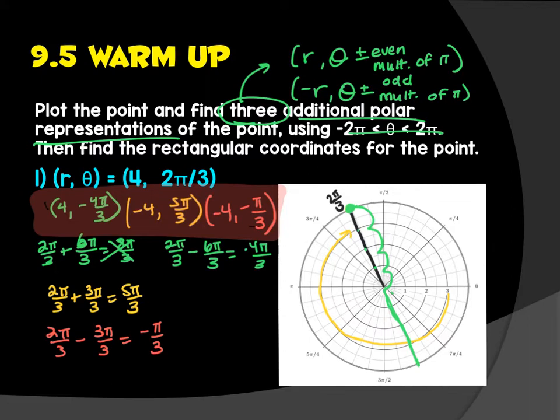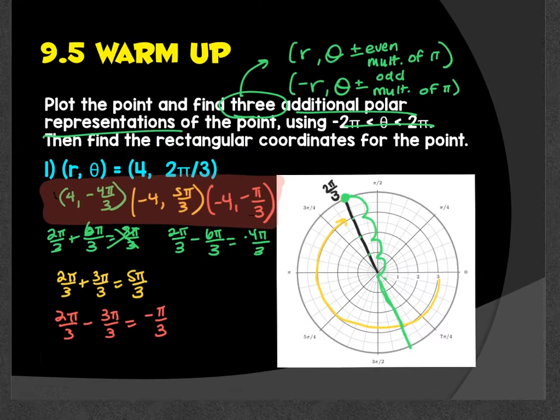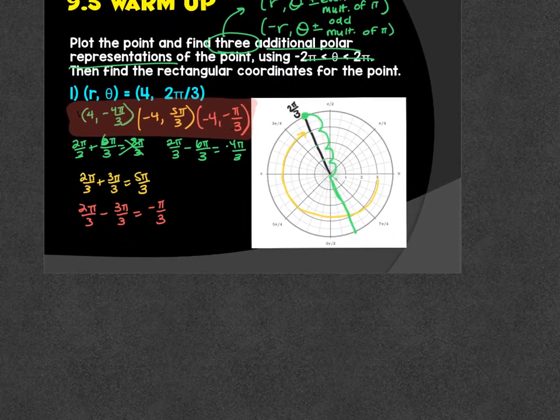Okay, then it says to find the rectangular coordinates for the point. So I'm going from polar to rectangular, which means I'm going to take the R, multiply it times the cosine of theta. Well, here, let me write out that first. R times the cosine of theta. That's going to be my x value, and then R sine of theta.